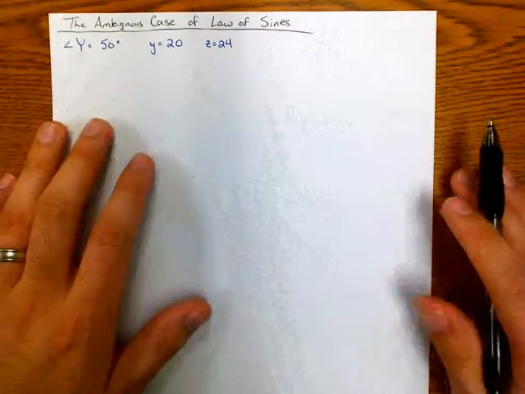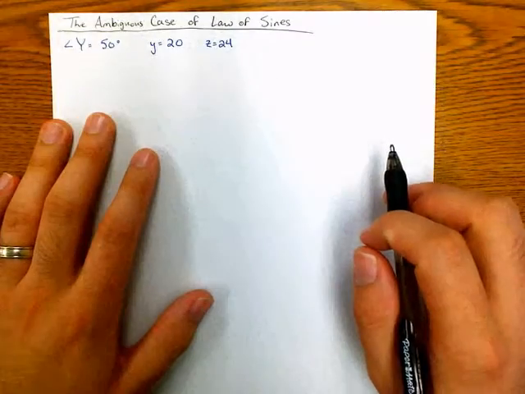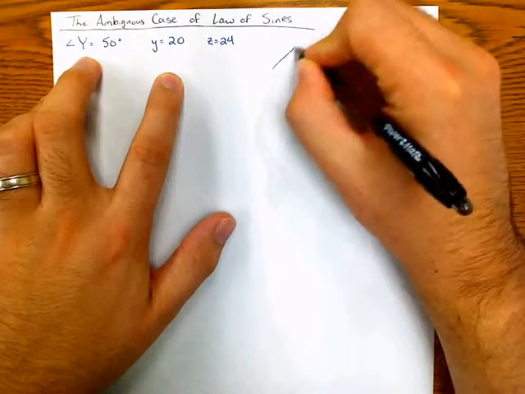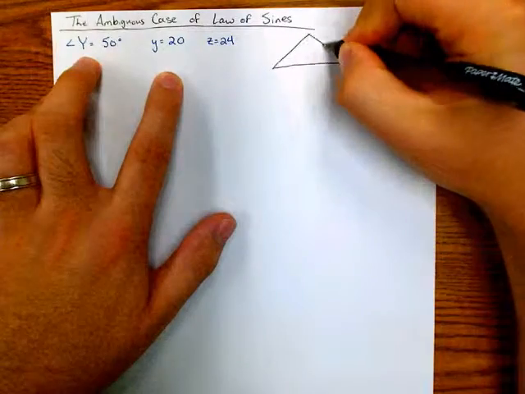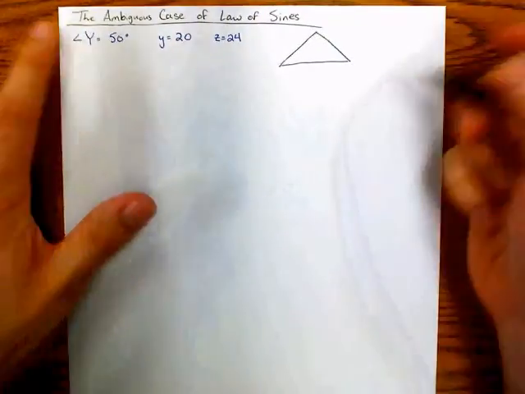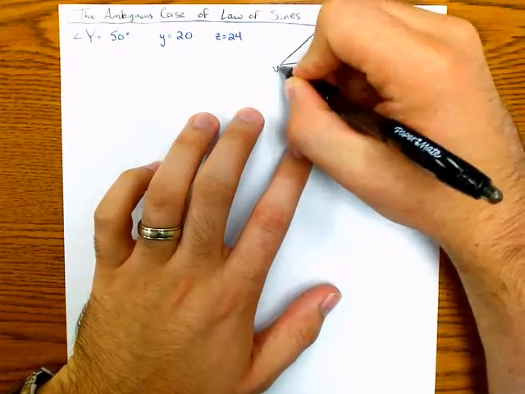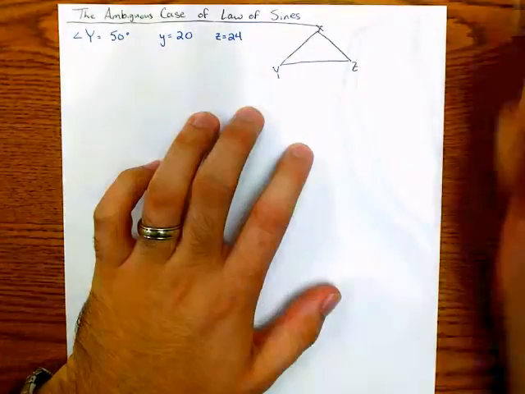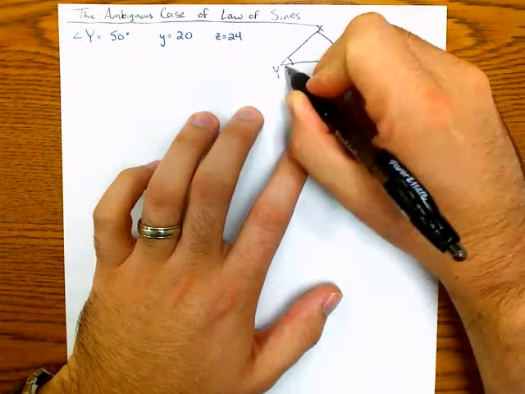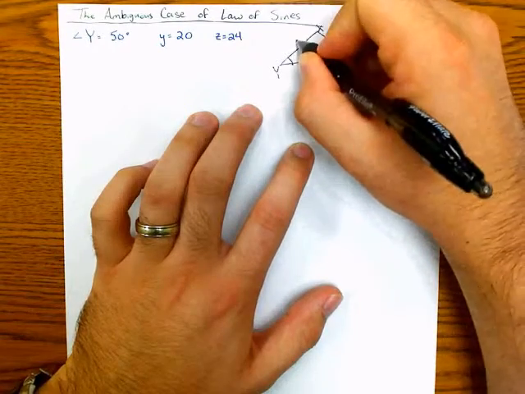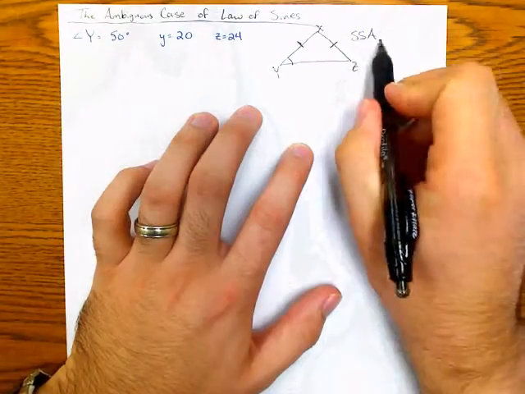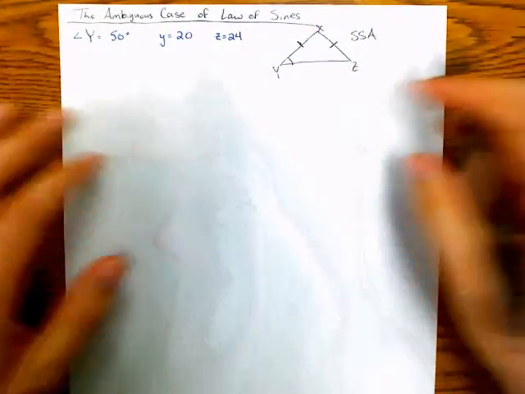Alright, so we're going to go over the ambiguous case of law of sines. We have the ambiguous case whenever we try to sketch our triangle and the information given describes angle-side-side or side-side-angle. The reason this is ambiguous is because if I sketch a triangle, I know angle y, I know side y, which would be opposite angle y, and I know side z, which would be opposite angle z, which means we have the side-side-angle case, or if you read it backwards, angle-side-side. So that's a way to remember it.